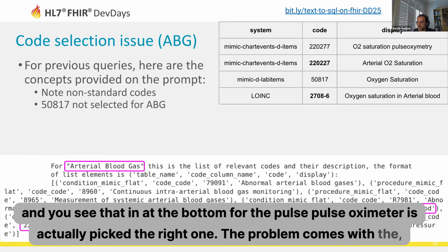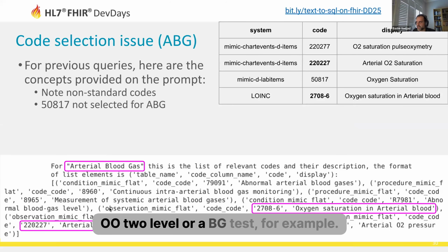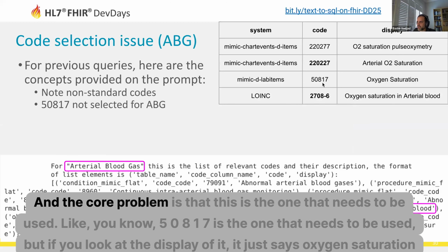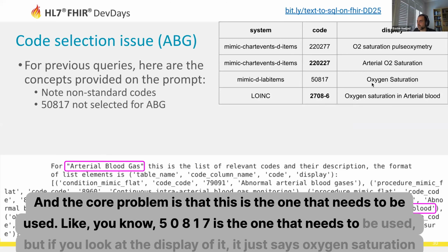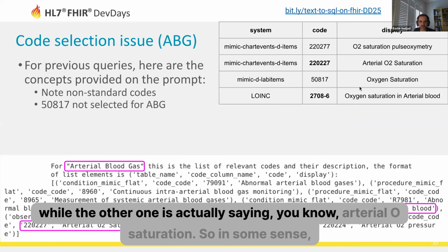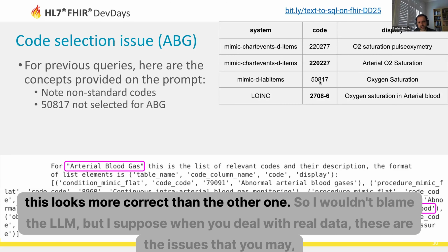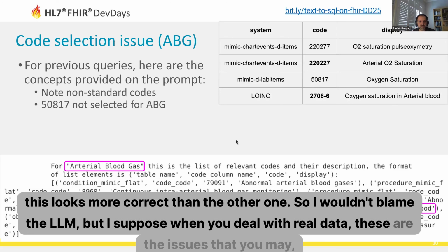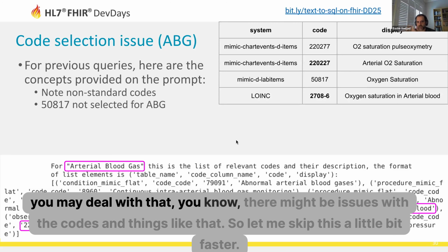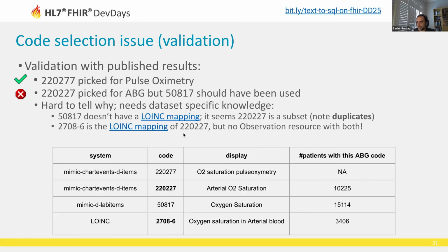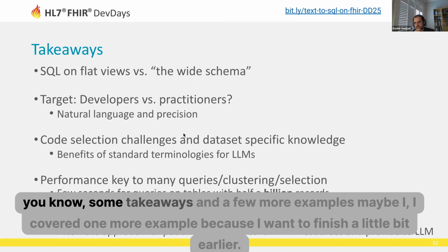The problem comes with the arterial O2 level or ABG test, for example. The core problem is that 50817 is the one that needs to be used. But if you look at its display, it just says oxygen saturation, while the other one says arterial O2 saturation. So in some sense, this looks more correct than the other one. I wouldn't blame the LLM, but when you deal with real data, these are the issues you may deal with: there might be issues with the codes. So let me skip this a little bit faster and then go to some takeaways and a few more examples.